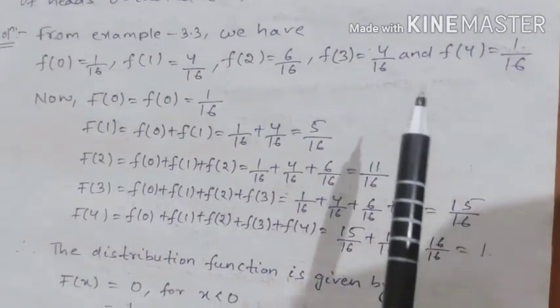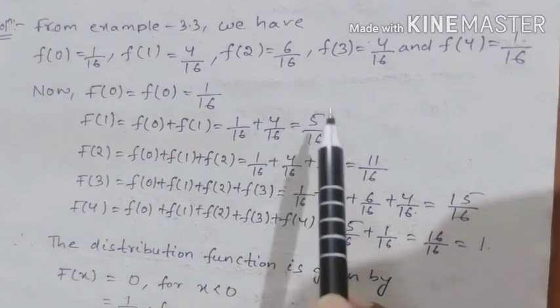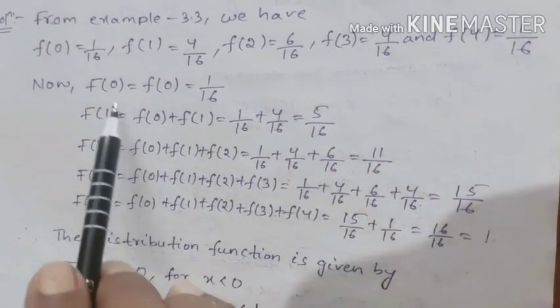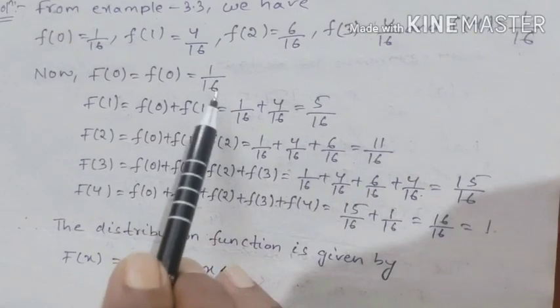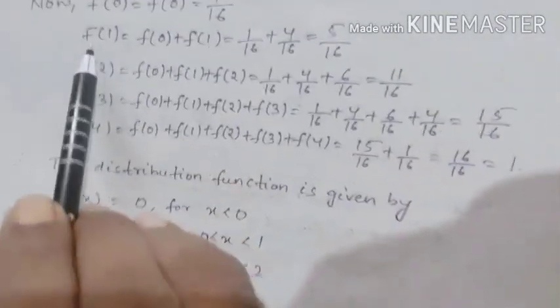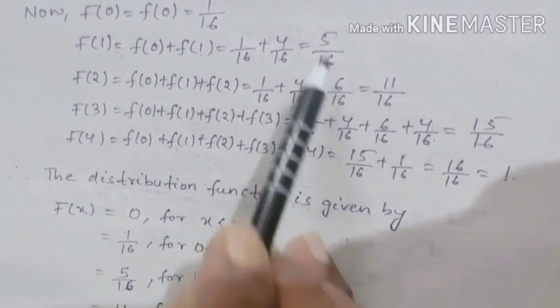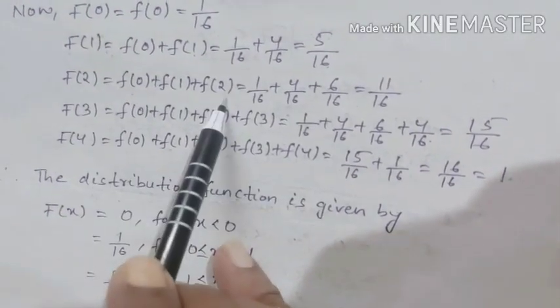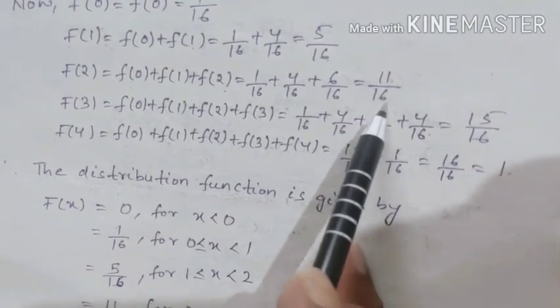From statistics, you have to find the cumulative frequency. Suppose f of 0 is equal to 1 by 16, you have to add it, f of 0 plus f of 1. So automatically capital F of 1 equals 5 by 16. Similarly, you add the next one, automatically 11 by 16, and so on.